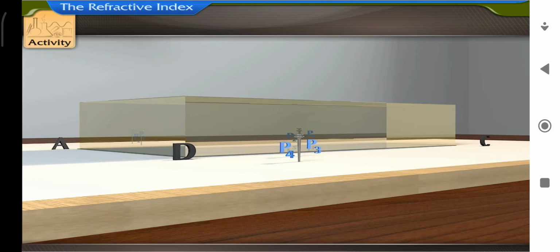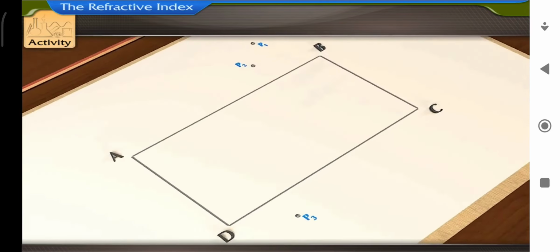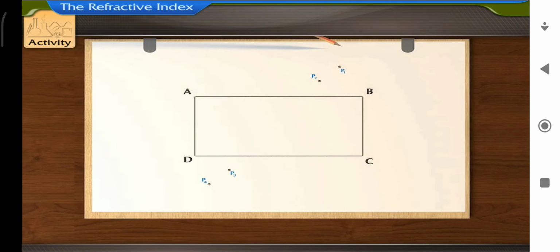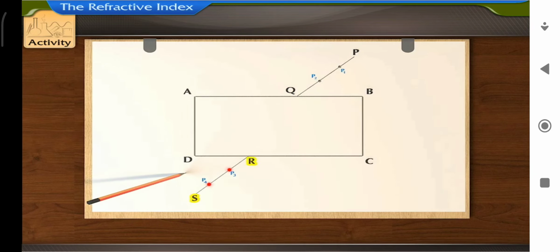Remove the plastic slab and the pins. Mark the positions of the pins. Draw the line PQ through points of impression of pins P1 and P2. PQ is the incident ray. Similarly, draw a straight line joining points P3 and P4 and produce it to meet the line DC at point R. RS is then the emergent ray.